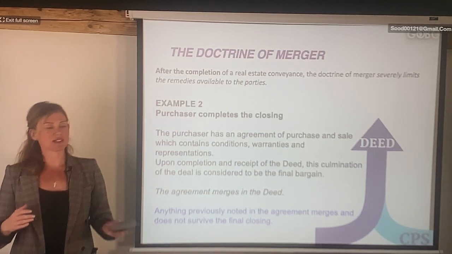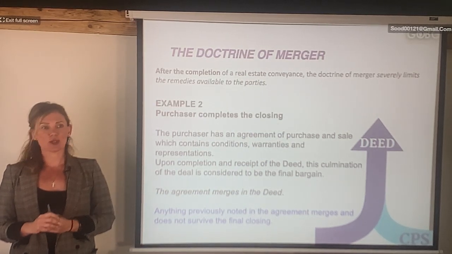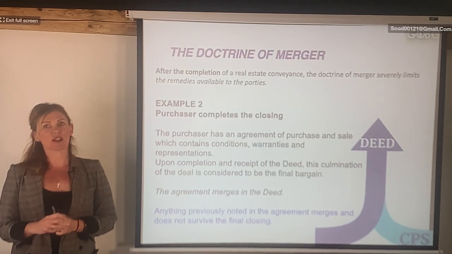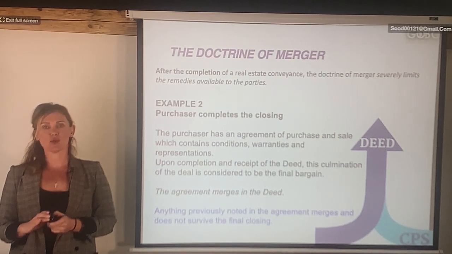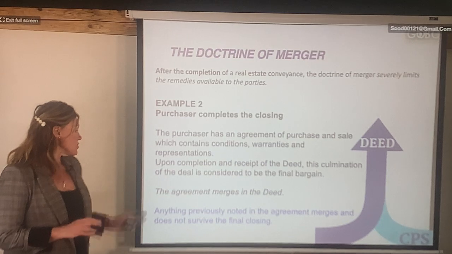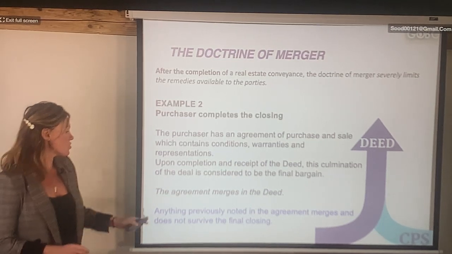So if he decides to complete and says, you know what, that's fine, I know that the seller did not get me the rezoning, but I still want to complete. If he completes, then he cannot come after that seller and say, you promised me you're going to do this, but you didn't do that, right? So anything previously noted on the agreement merges and does not survive the final closing.